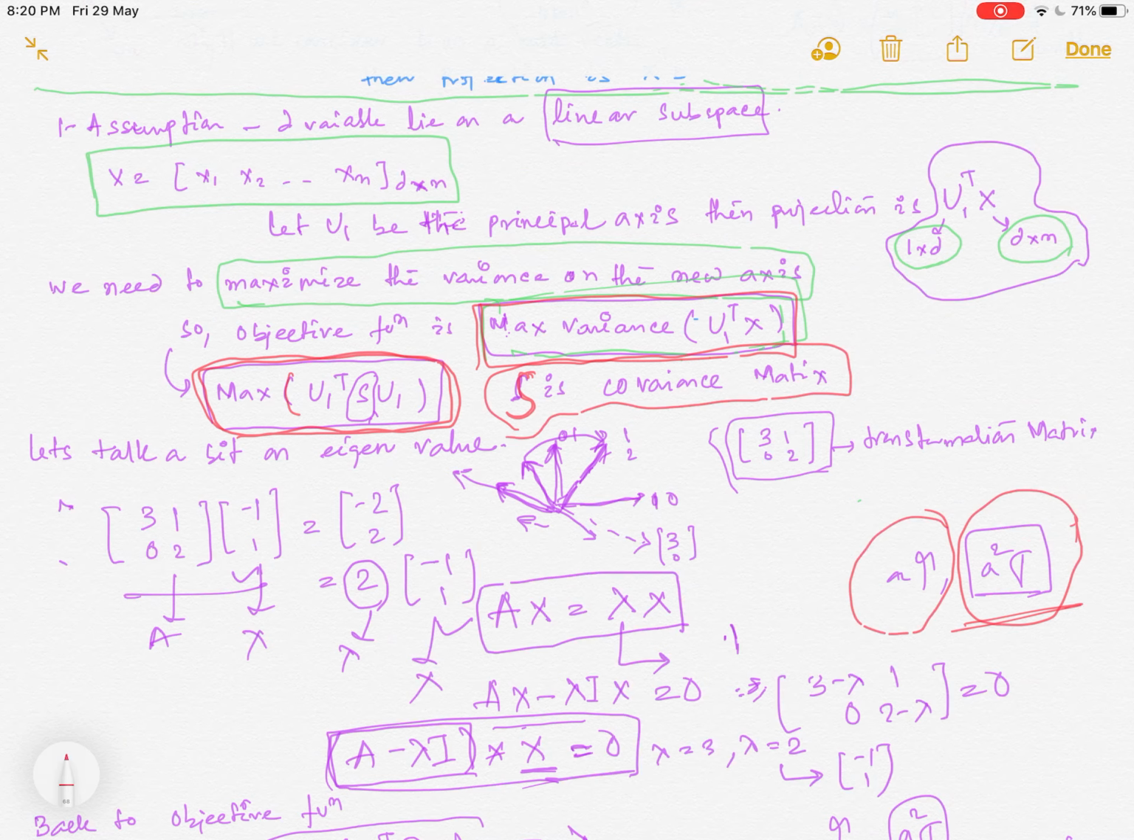So let's talk a bit about eigenvalues. In general, what a matrix does is that, suppose we have a 2 cross 2 matrix, that is 3 0 and 1 2.